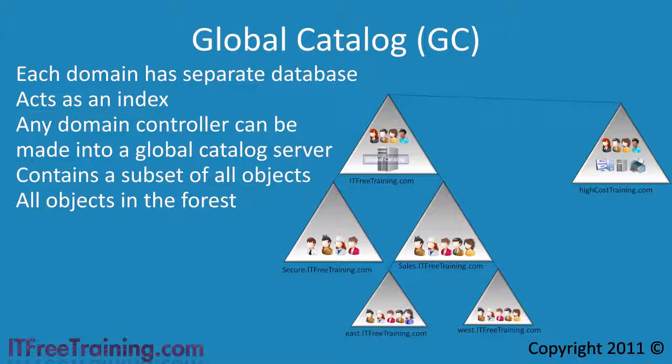Since users in different domains can access resources in different domains in the forest, there are also groups that work across the forest. These groups can contain users from any domain in the forest. The Global Catalog Server is responsible for keeping information about these groups that include users from different domains.